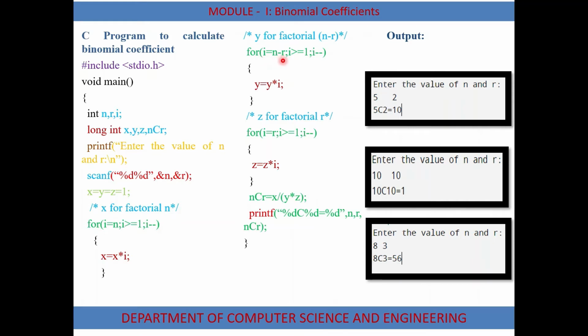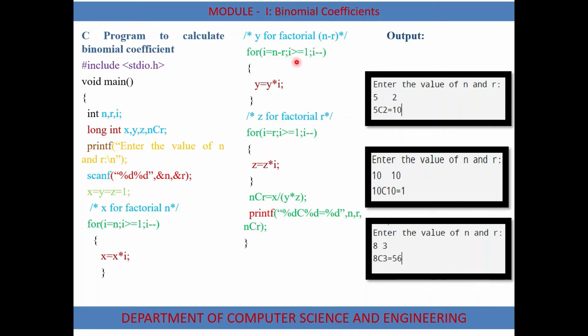So what is n? In the beginning we have read the value of n is equal to 5. Then the value of r is equal to 2. So I is equal to n minus r. That is 5 minus 2 is equal to 3. Now the value of I is equal to 3. Next check the condition.